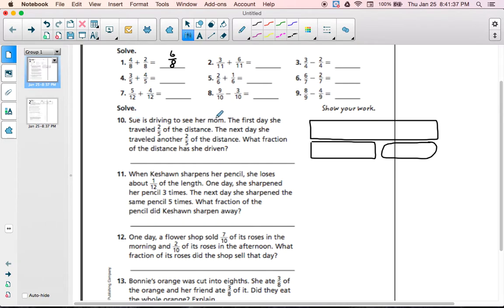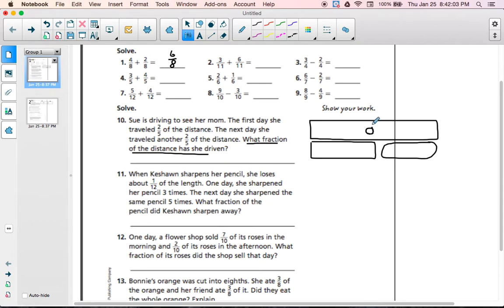Sue is driving to see her mom. The first day, she traveled 2/5 of the distance. The next day, she traveled another 2/5 of the distance. What fraction of the distance has she driven? So this would represent the total. We don't know what fraction she's driven altogether, so that's what we're trying to figure out.